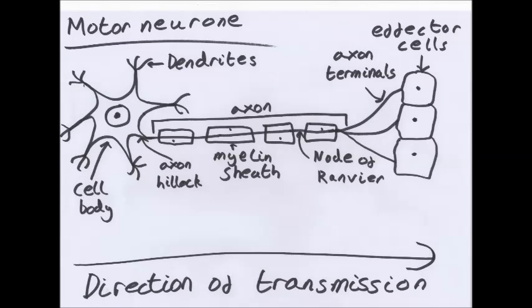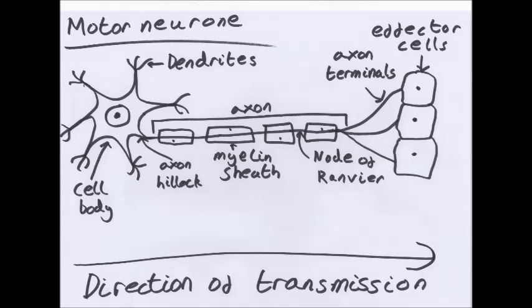Motor neuron. Now this looks very different. You have effector cells. These are the cells that cause a response. Now this time the axon terminals connect to the effector cells, and you have the myelin sheath again, but this time you have a much longer axon. And basically dendrites take information, or dendrons are just big dendrites. Dendrons take electrical information to a cell body. The axons take it away from a cell body.